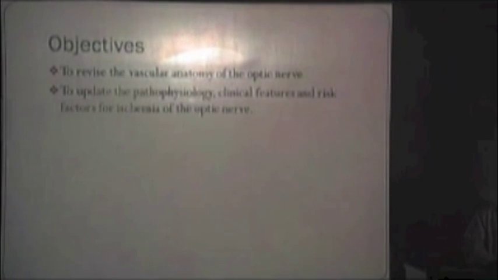I have no financial disclosures to make. So the goals today would be to revise the vascular anatomy of the optic nerve and to update the pathophysiology, the clinical features, and the risk factors for ischemia of the optic nerve. So I'll start off with the anatomy of the optic nerve, go on to describe the anterior ischemic optic neuropathy, the posterior ischemic optic neuropathy, and then conclude. I will not be dealing with temporal arteritis today because that's a completely different subject and would require a grand round of its own.